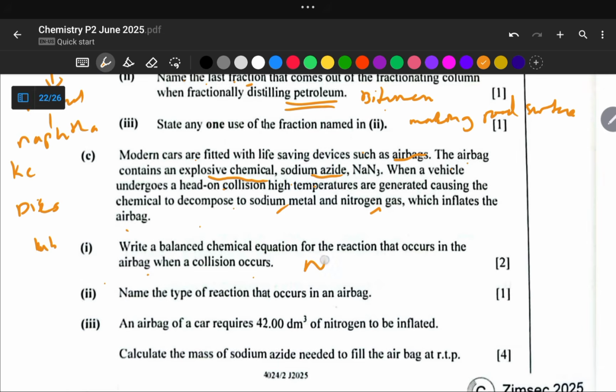So we have sodium azide decomposing to give sodium metal plus nitrogen gas. To balance this equation, we are going to need a 3 here, and then a 2 there, and then a 2 here, right? So it's now balanced. And then name the type of reaction that occurs in the airbag. This one is a decomposition reaction. We are decomposing sodium azide to its constituent elements, right? So it is a decomposition reaction. Are we together?